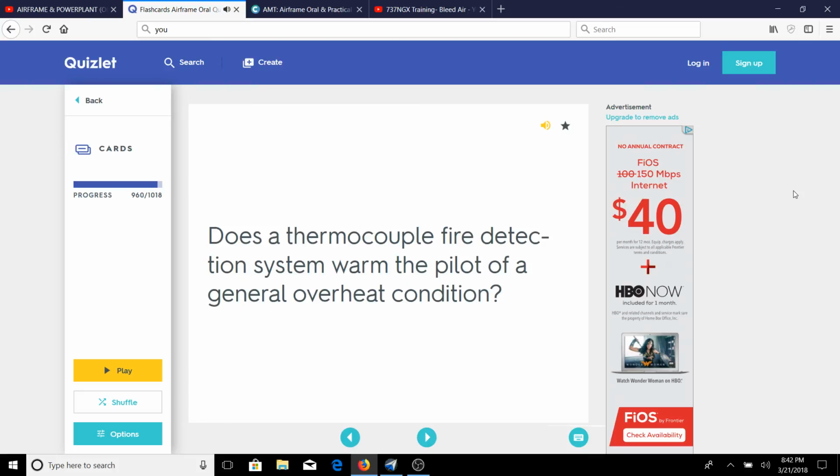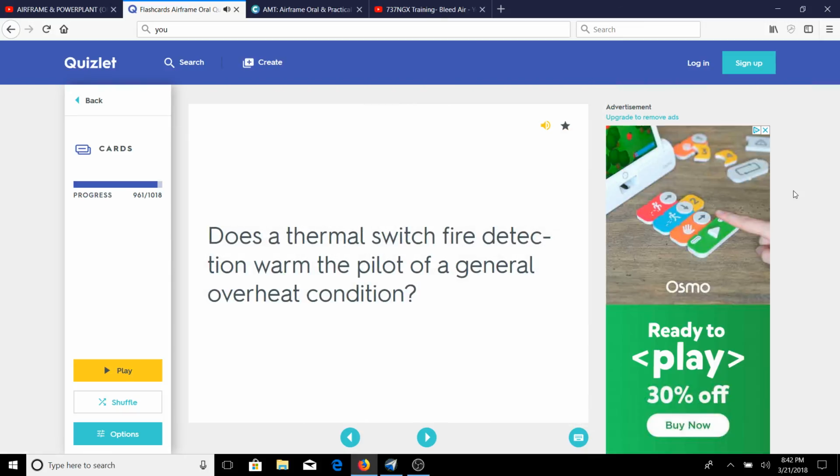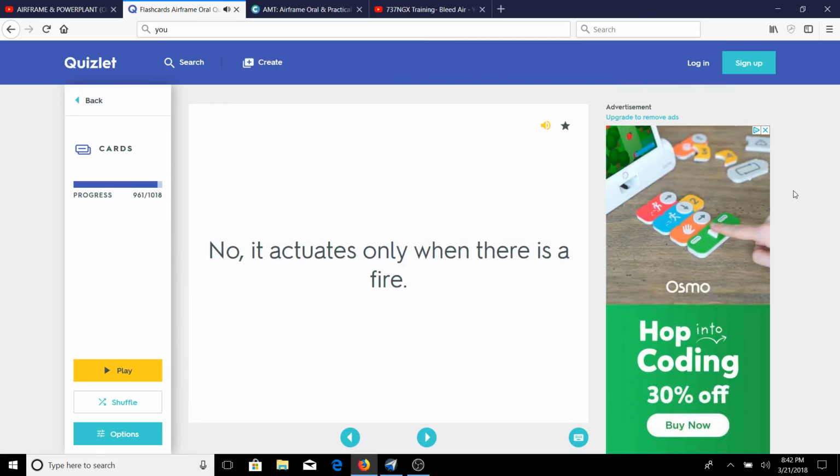Does a thermocouple fire detection system warn the pilot of a general overheat condition? No, it operates on the rate of temperature rise and it detects only a fire. Does a thermal switch fire detection system warn the pilot of a general overheat condition? No, it actuates only when there is a fire.